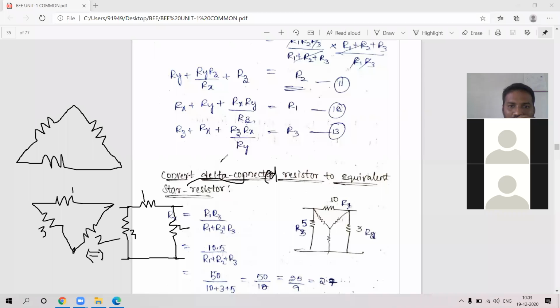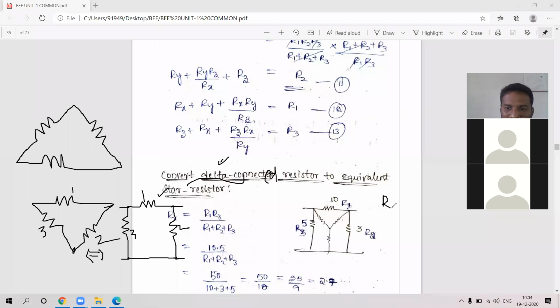So what you have to find? Delta is given, you have to find star connection. The question is asking you to find star connection. Star means what? Clearly they mentioned star. Star is an alphabet, no? Star is nothing but Y model, which is nothing but an alphabet.